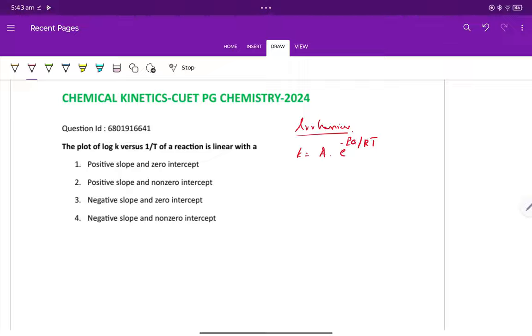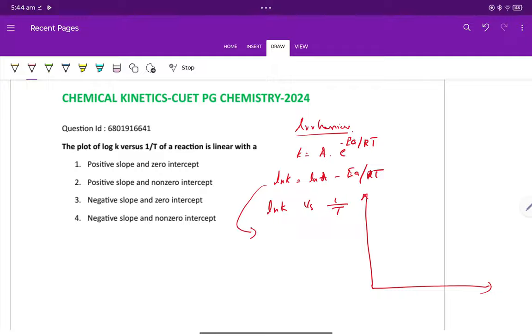I will suggest students to learn only the basic equations, and we can do the mathematical manipulations later, so that your brain load will be less. Now, once you take the log k, it will be equal to log A minus Ea by RT. And of course, a plot between log k versus 1 by T will be a straight line, and this looks entirely like a straight line equation, y equals mx plus c.